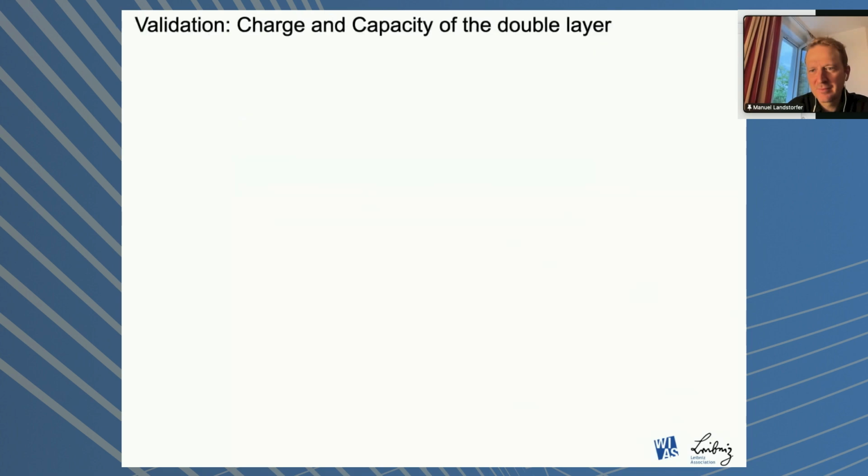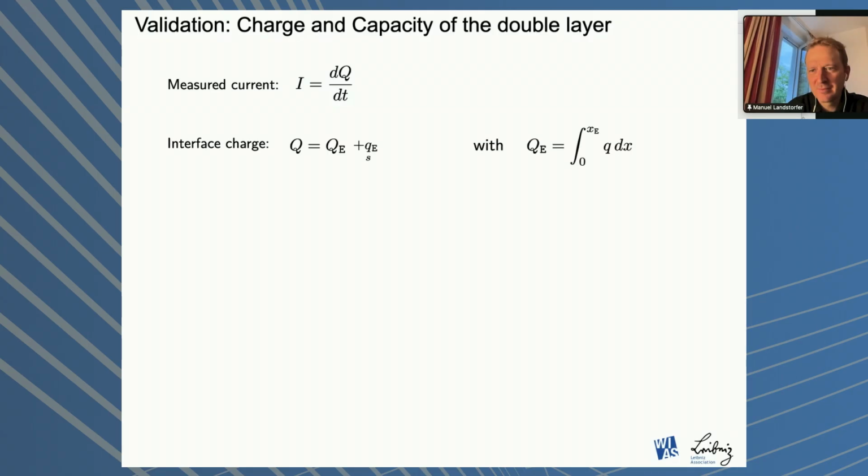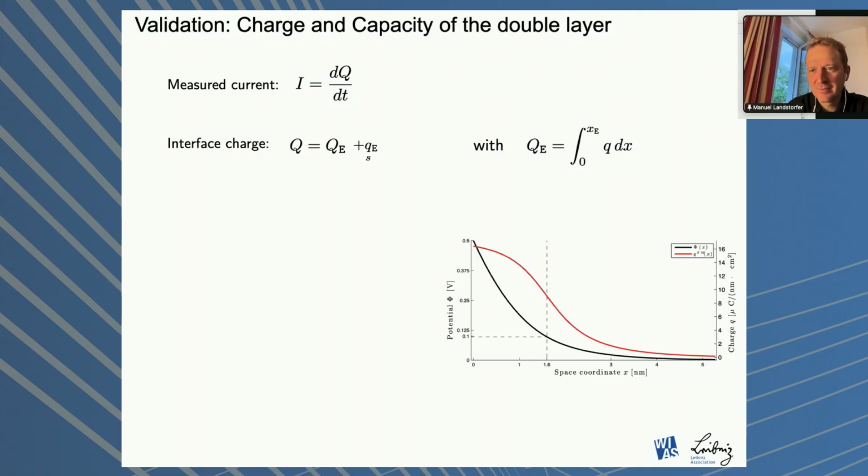And now a very interesting quantity in order to validate this model is the so-called differential capacity. What is this? If you have a metal electrolyte interface and you apply a certain current, then you can measure over time how much charge has flown. You can measure this charge, and from a theoretical point of view, this interfacial charge has contributions from the space charge layer, here given in red.